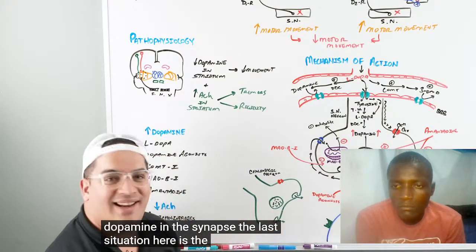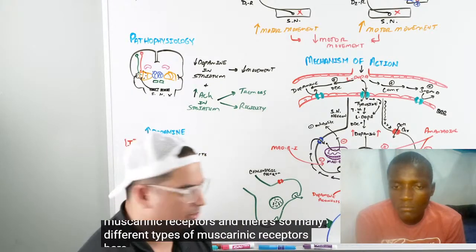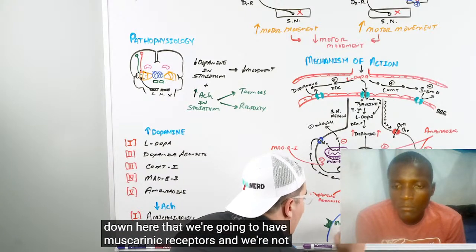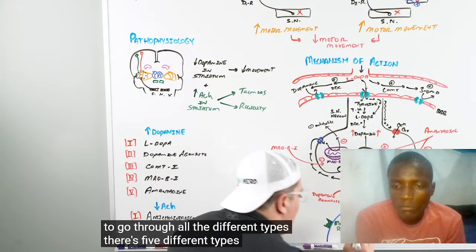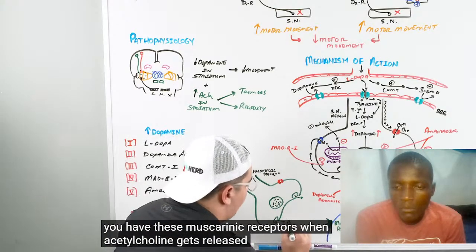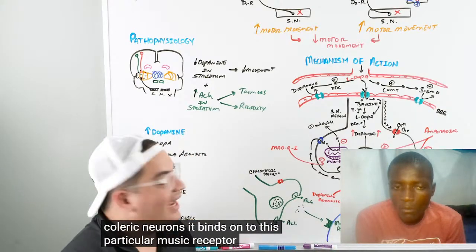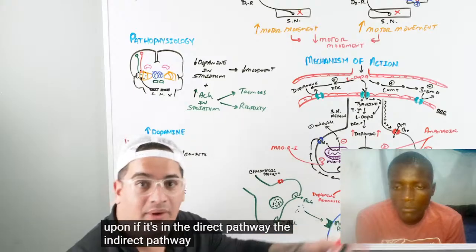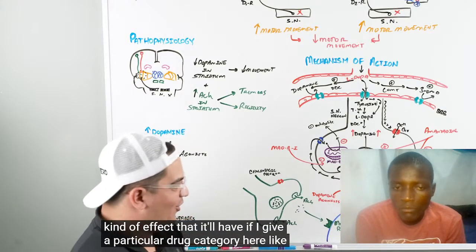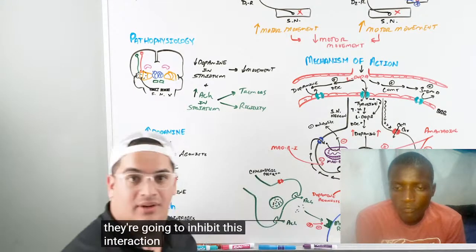The last situation here is the anticholinergics. It's not too hard. Here we have muscarinic receptors, and there's so many different types of muscarinic receptors present. But I'm just going to put down here that we're going to have muscarinic receptors, and we're not going to go through all the different types. There's 5 different types of muscarinic receptors, right? So because you have these muscarinic receptors, when acetylcholine gets released from these cholinergic neurons, it binds onto this particular muscarinic receptor. And depending upon if it's in the direct pathway, the indirect pathway, we already know the kind of effect that it'll have. If I give a particular drug category here, like anticholinergics, what the anticholinergics are going to do is they're going to inhibit this interaction.